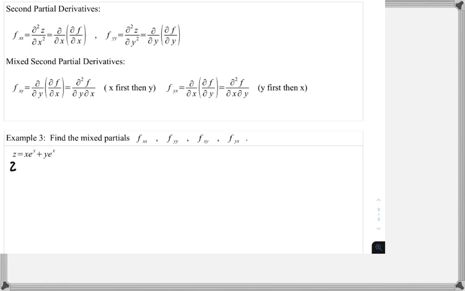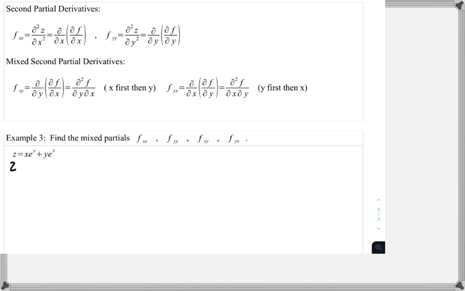So second partial derivative with respect to x is going to be d squared z over dx squared, which is going to be the partial derivative with respect to x of the partial derivative of f with respect to x. The second partial with respect to y, d squared z over dy squared, is going to be equal to the partial derivative with respect to y of the partial derivative of f with respect to y.